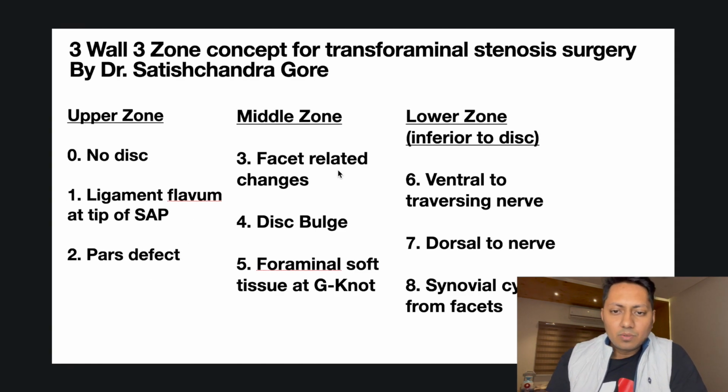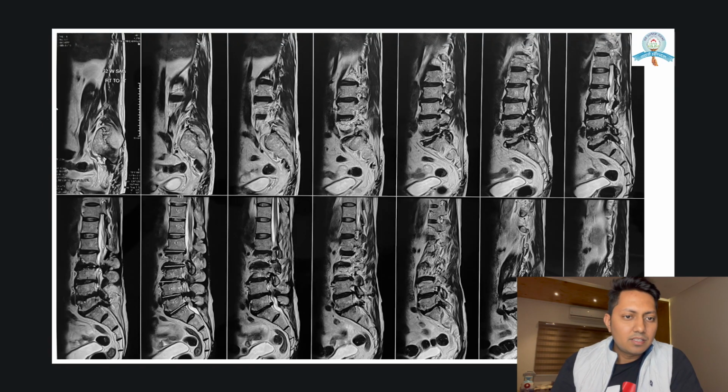In case of the middle zone, facet related changes: in our case, our facets have hypertrophied and their undersurface is covered by hypertrophied ligamentum flavum. So we need to address these issues. There's a bulging disc, so we'll address that. There's a foraminal soft tissue at G0. Now what is this G0? G0 is an amalgamation of soft tissue at the junction of facet and upper level of the disc. So in our case, there is a foraminal G0 which is compressing the exiting nerve root.